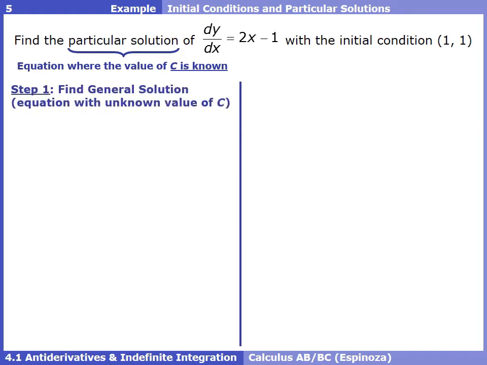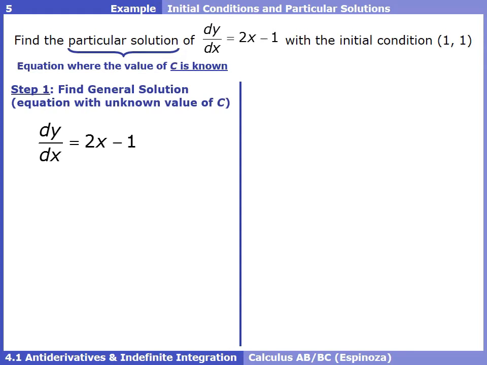So this is really just two steps. We need to find the general solution, which is the one where we don't know the value of c, and then we can go to the next step and find that value of c. So let's go ahead and do the first step, and that is find the general solution. That means we have to find the integral, or the antiderivative, to this derivative.